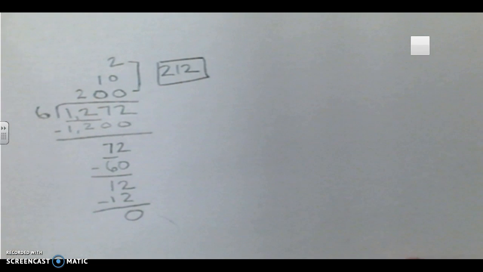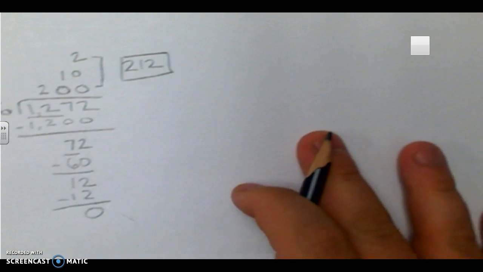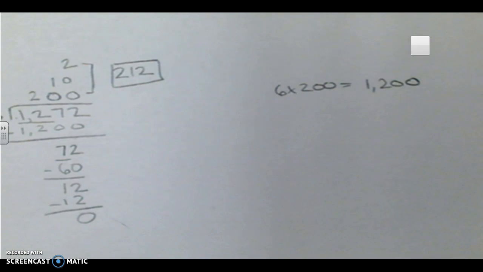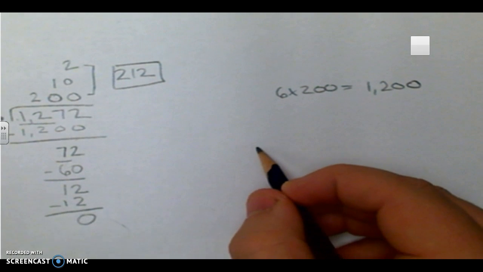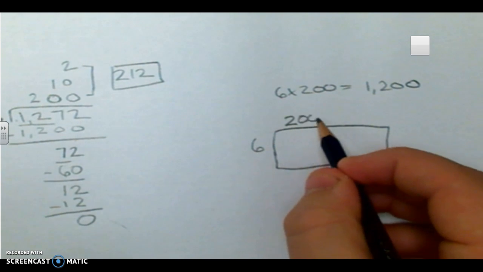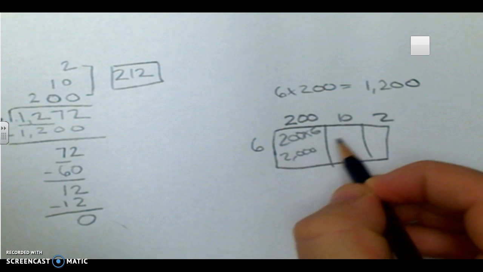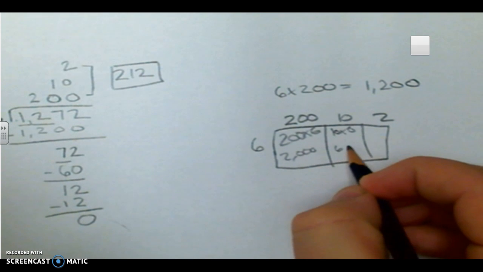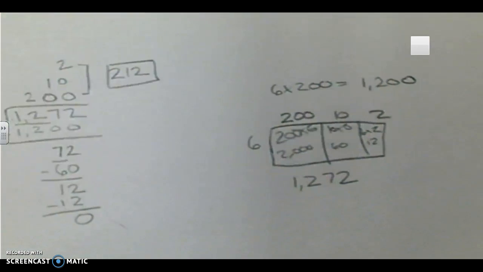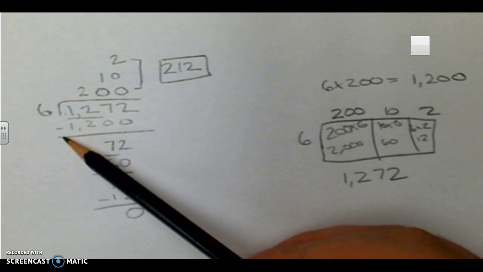Now, should we double check the work? Yes. What is one method to double check the work? You can round. 212 is close to 200. 6 times 200 is 1,200. Is that about close? Yes. Could you use the area model for multiplication, which is my personal favorite, but you can use any one you prefer. 200, 10, 2. 200 times 6 is 1,200, which we did up there. 10 times 6 is 60. 6 times 2 is 12. Add those to get 1,272.